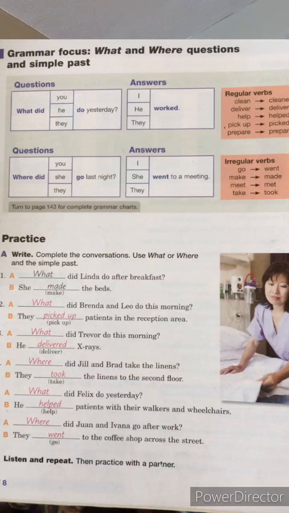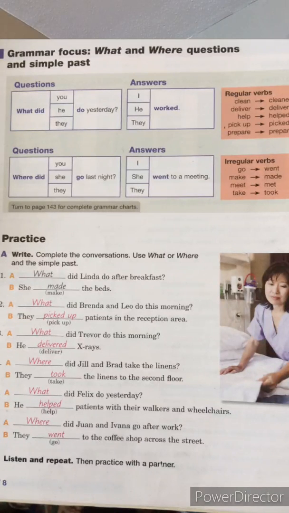The answer that we see in the first box is, I worked. Very good. So, what did you do yesterday? I worked. We have the person or the subject, which is I. We can also use he or they, depending on which person is asked about in the question. I worked. And worked is a simple past, regular verb. Today I work. Yesterday I worked. ED. This is a past tense regular verb because regular verbs in past tense end with ED.